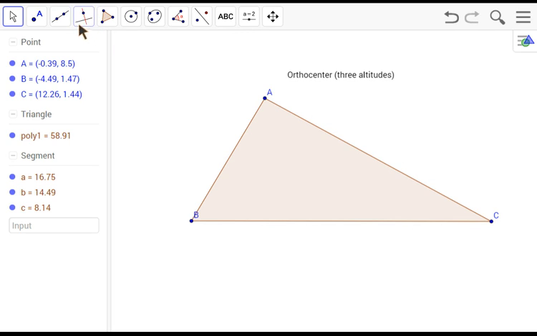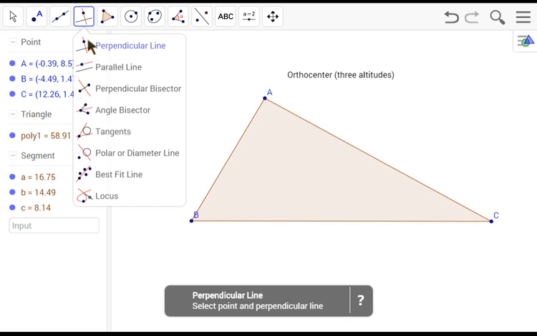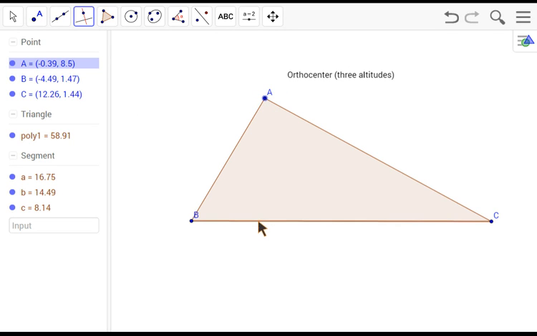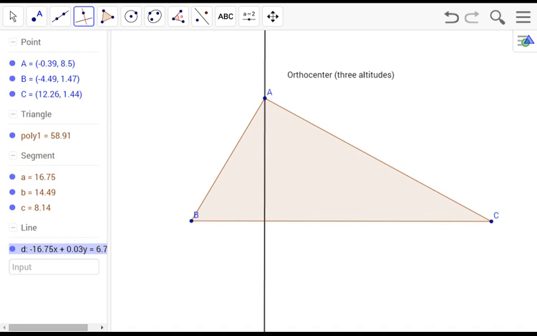So, using your special line tools, choose the first option, that's the perpendicular line with a point not on the line. Select your point. Let's start with point A, and we'll select the opposite side, side BC. All right. Now let's do that 2 more times. C and its opposite side.